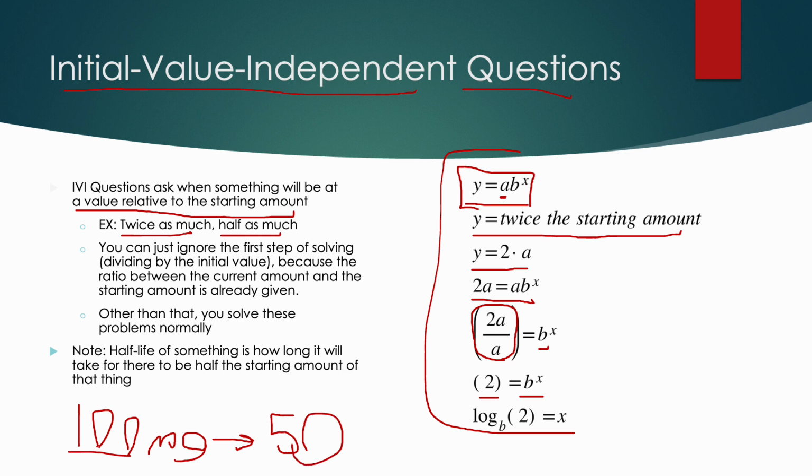And so if it's asking for half-life, it's going to be with e because it's going to be a natural thing. It's going to be a constant thing, right? And so we're going to use the e equation. And then also, if it's asking for half-life, the ratio is going to be 1/2.